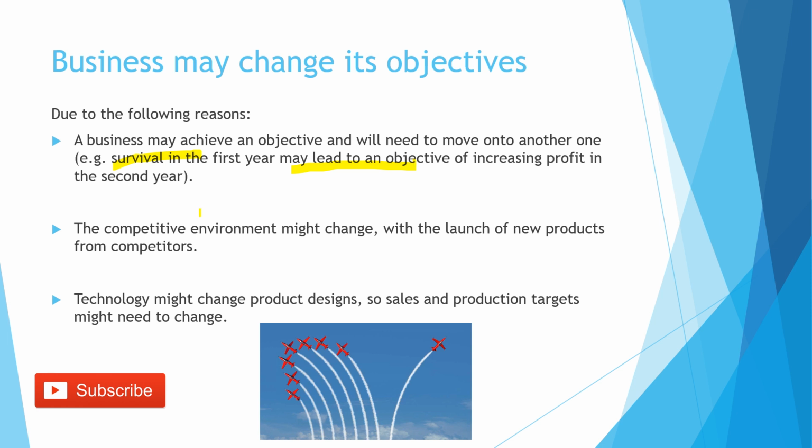Another reason a business might change its objective is that the competitive environment might change with the launch of new products from competitors. If your competitor launches a new product into the market, your objectives are going to change, because they are going to be related to what your competitors just launched. You're going to set an objective of how to overcome that product, so the market and the customers don't run away.